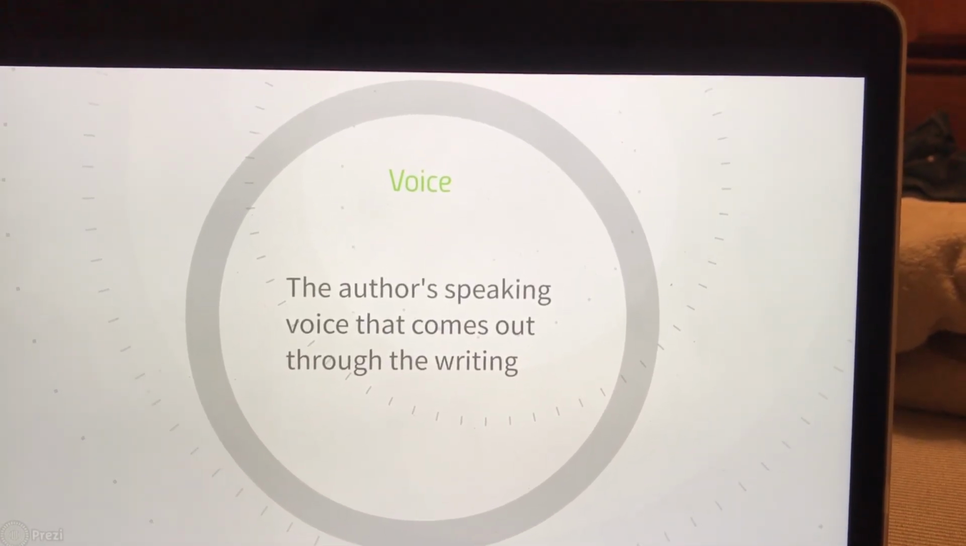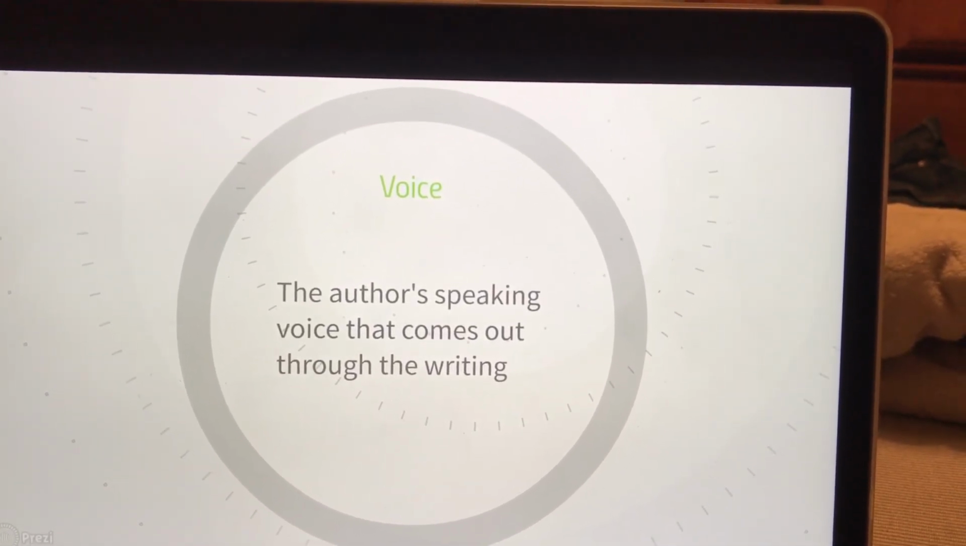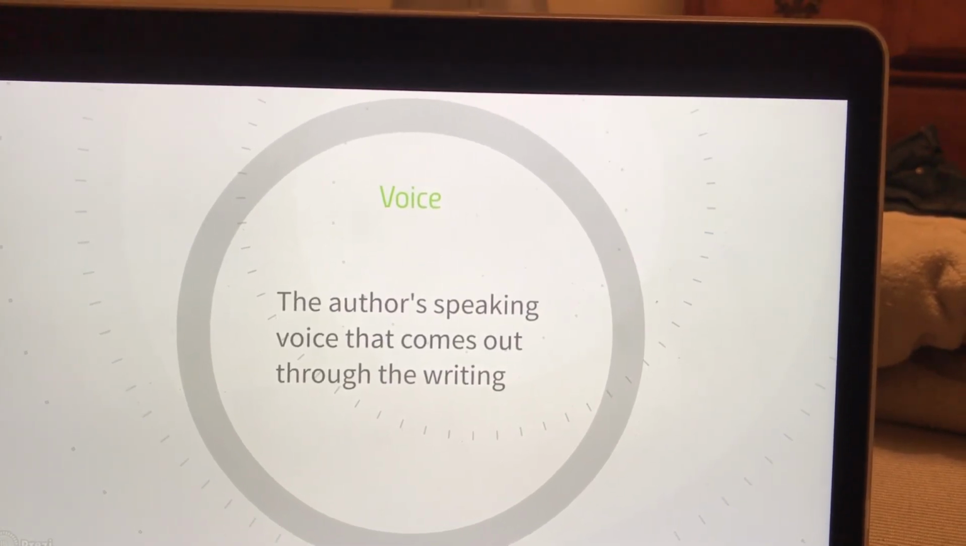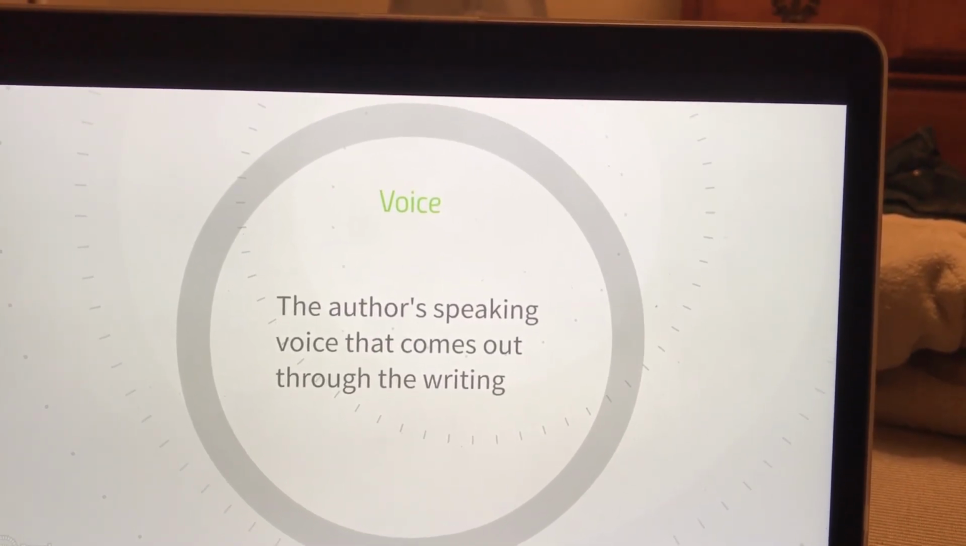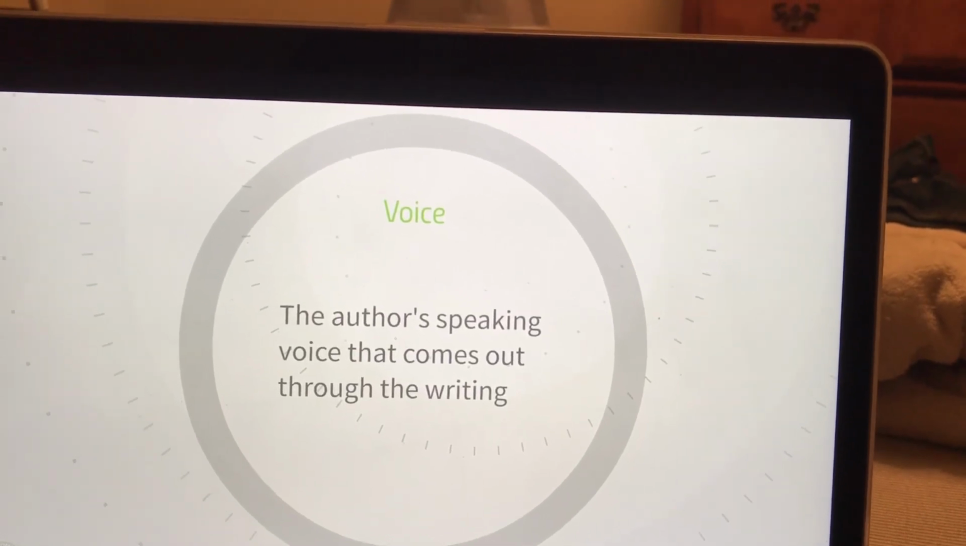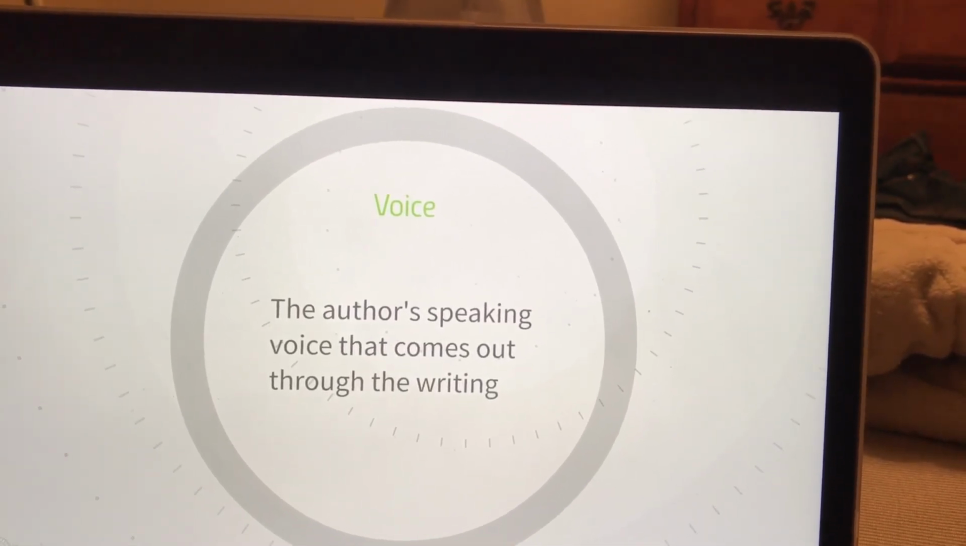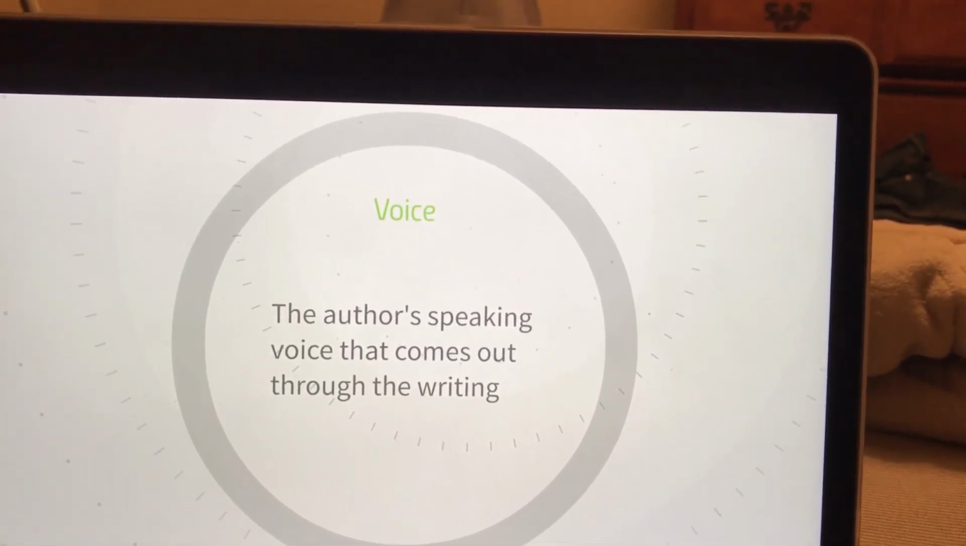Voice is the author's speaking that comes out through the writing. We all have a certain way we say our words or just a certain way we talk in general, and it is important for that to come out in our writing. Without voice, our writing would just sound bland and uninteresting.